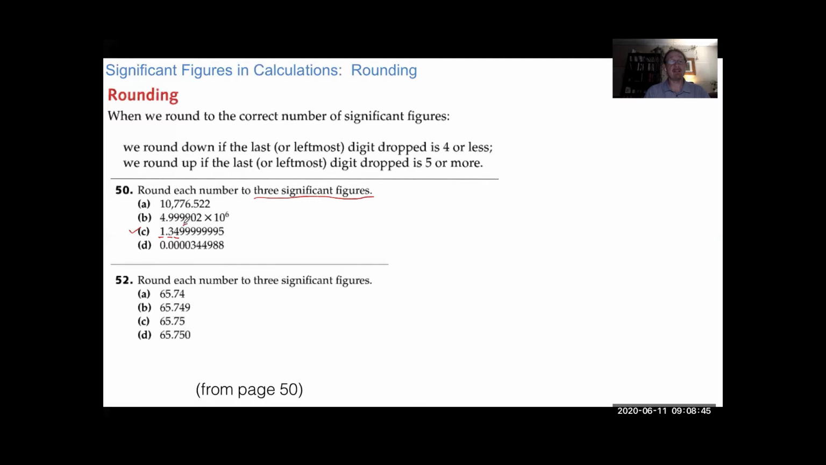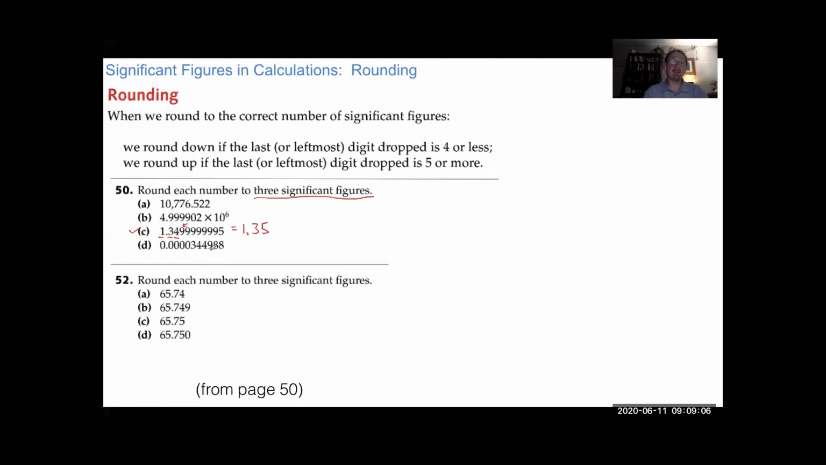We have this 9 sitting there. The rounding rule that we saw in the videos is that if the next digit down is 5 or more, you're going to round up. And so this one would be rounded up to 1.35, which is the 3 significant figures rounded properly.